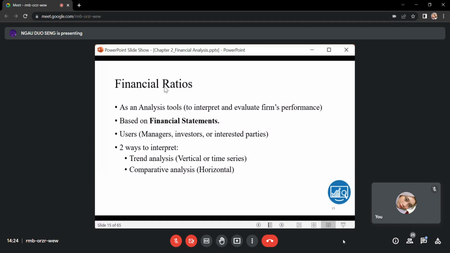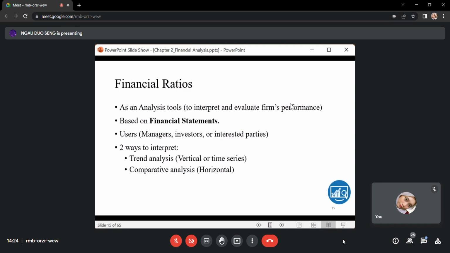Next, we have the financial ratios. As an analysis tool, it is a method to interpret and evaluate firm performance. So we want to know whether the company is good or not good. We must have a way to measure. We cannot just say, oh, company A is good. How do you know company A is good? Just like how I want to know whether Wahida is good or not. I cannot just say she's good. Why do you say he's good? How do you say he's good?